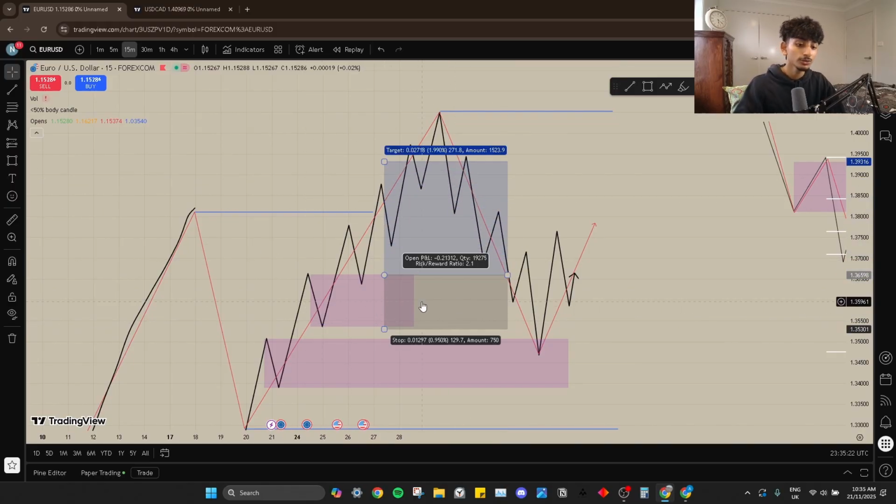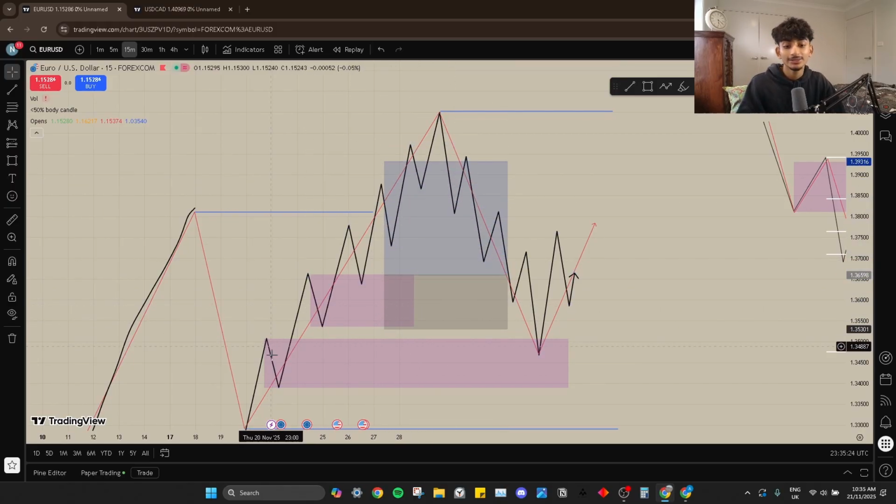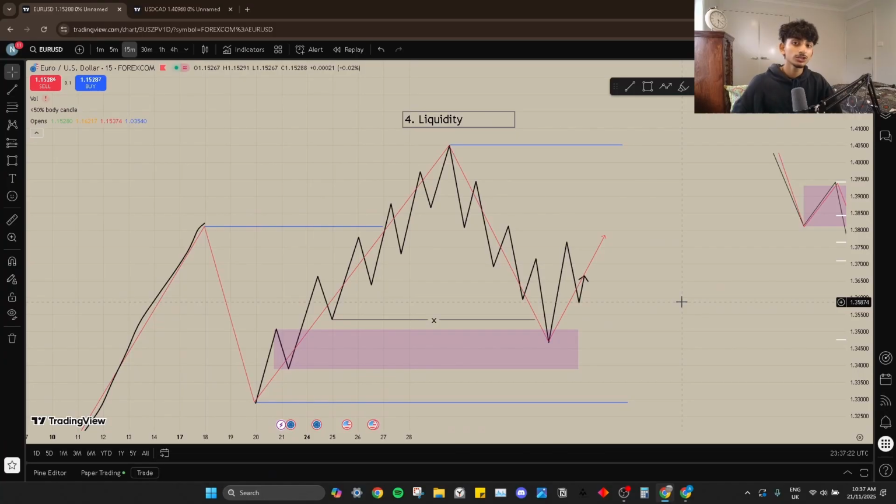Now, right below this is a demand zone that is unmitigated, so it has not been touched. So all these stop losses that are right above this unmitigated and valid demand zone act as liquidity. Now, once you've ensured that there is liquidity above your demand zone, or liquidity below your supply zone if you're bearish, you want to move on to the fifth and final step, and that is to wait for a change of character, also known as a CHoCH.